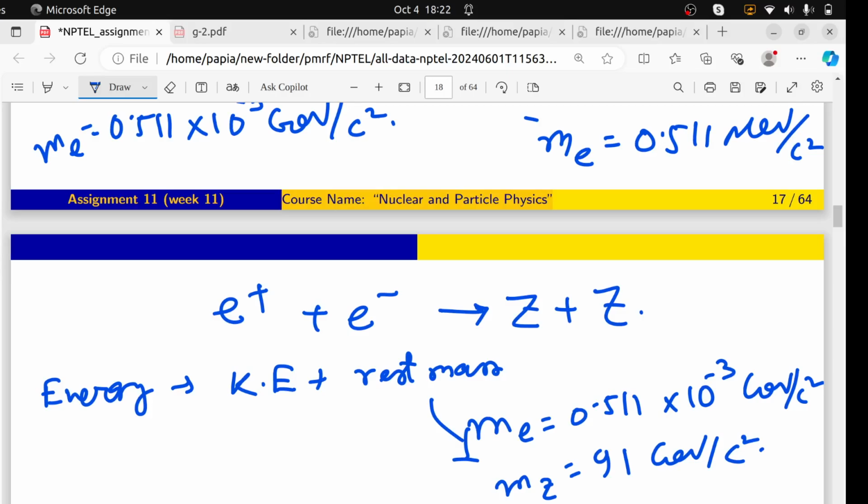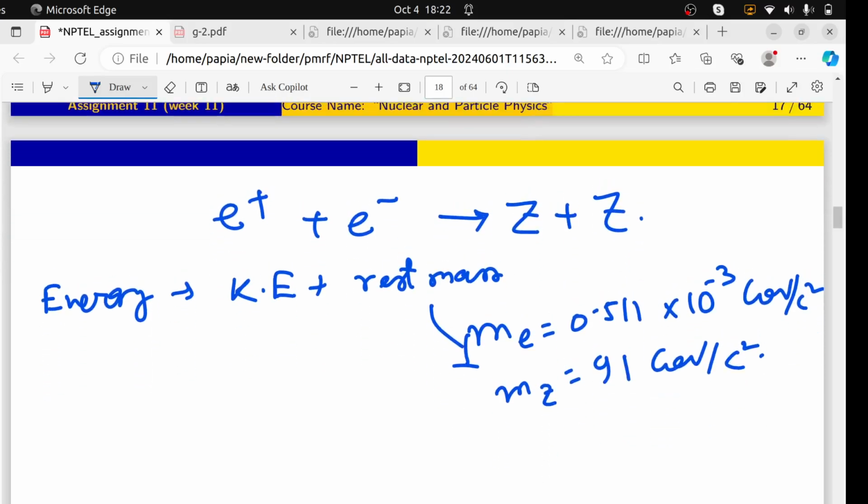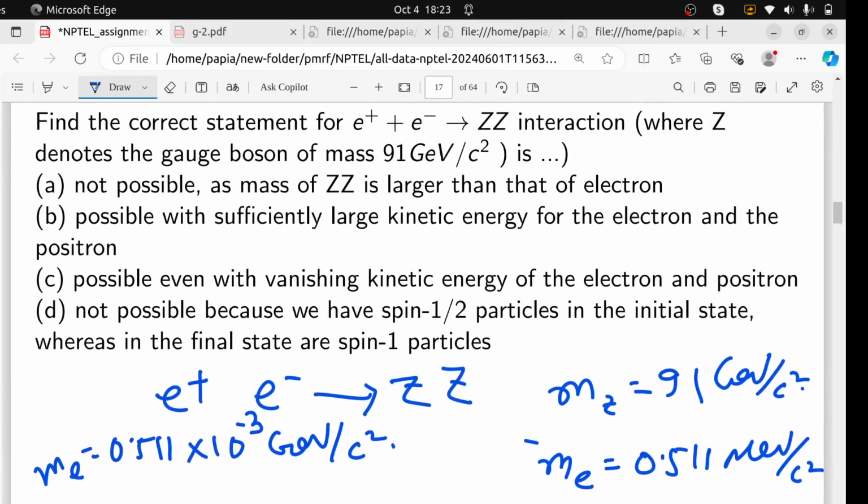Okay. Now let's say we have a very high kinetic energy of electron and positron, so that the total energy of the electron and positron as a whole on the left hand side equals the total energy of the right hand side. Even though I know the rest mass of electron and positron are far smaller than the rest mass of Z, if we have a very high kinetic energy, so that the total energy of the left hand side equals the right hand side, then the interaction should be possible. Okay. So the option saying not possible as the mass of ZZ is larger than that of electron is not correct. I mean, in the rest frame obviously it is not going to happen.